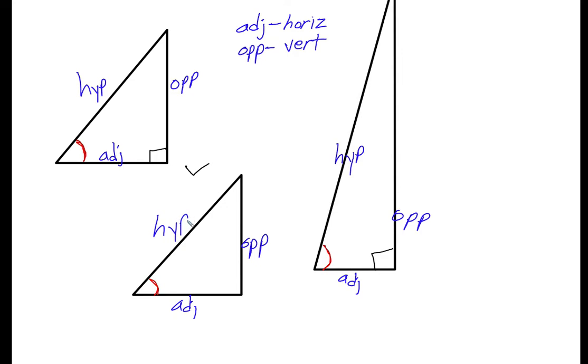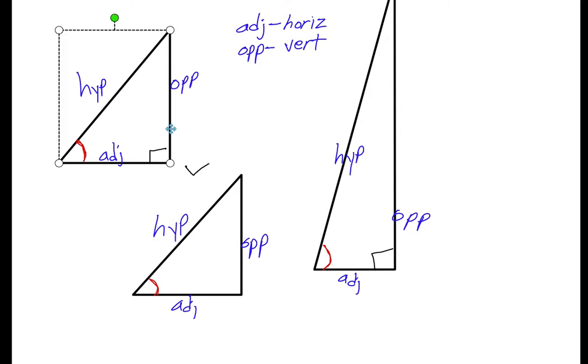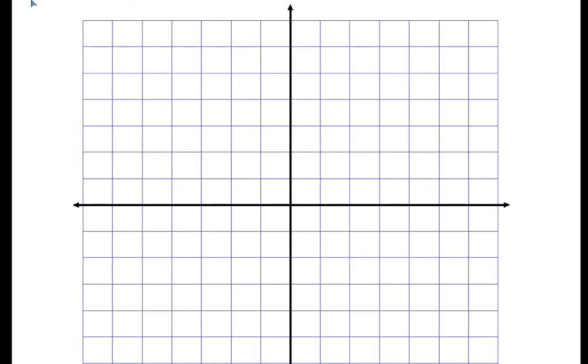So I want us to always think about turning a triangle into this position where adjacent is horizontal, opposite is vertical. If we need to rotate or flip over the triangle to do that, then that's what we do. Now, imagine taking that triangle. So I'm going to take this one right here, and I'm going to copy it, and I'm going to paste it onto a graph.